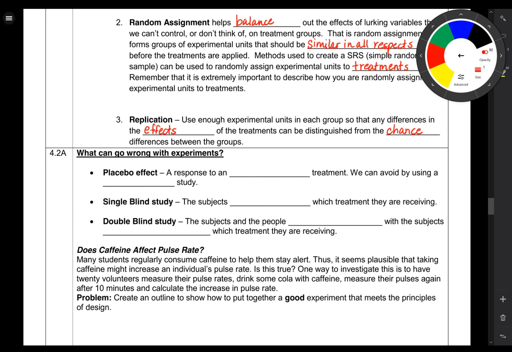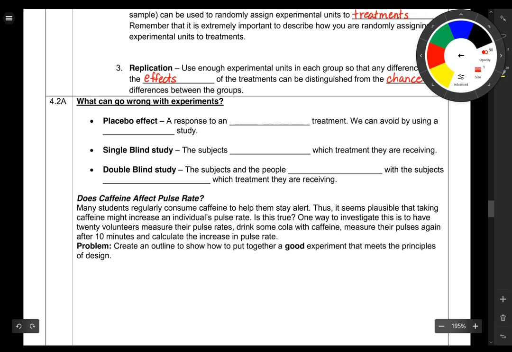You just need to know that some, not like something like 4. If you have a choice between 4 and 40, then obviously you want 40. So can you repeat this over and over again and get similar results? That's what replication is. So what can go wrong with experiments?